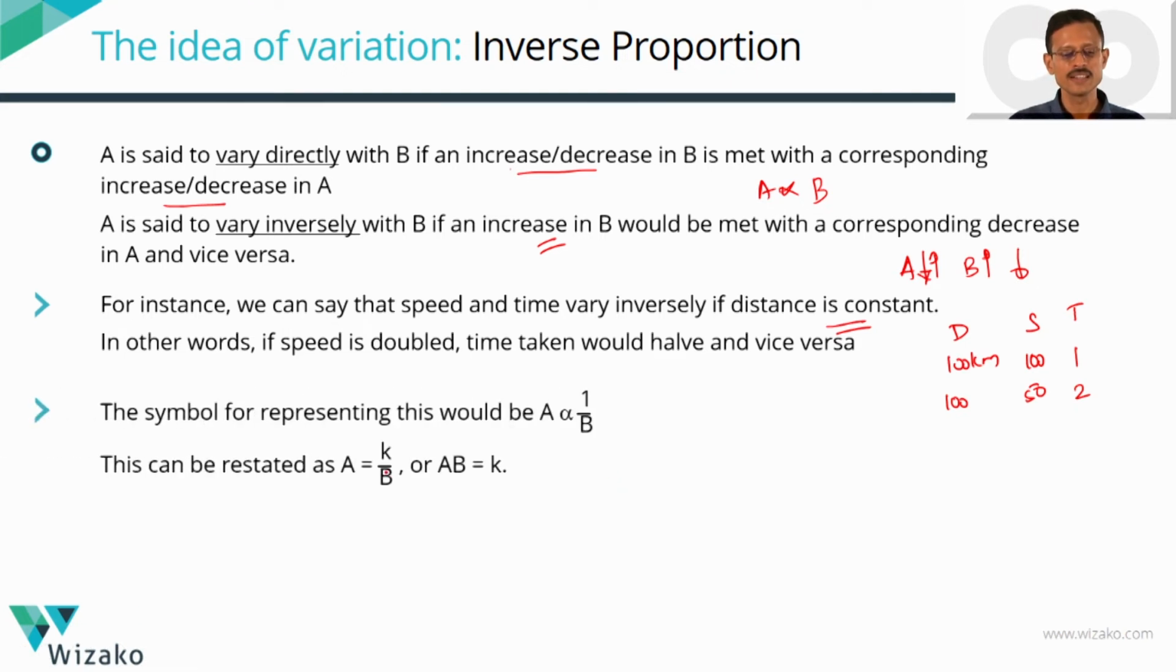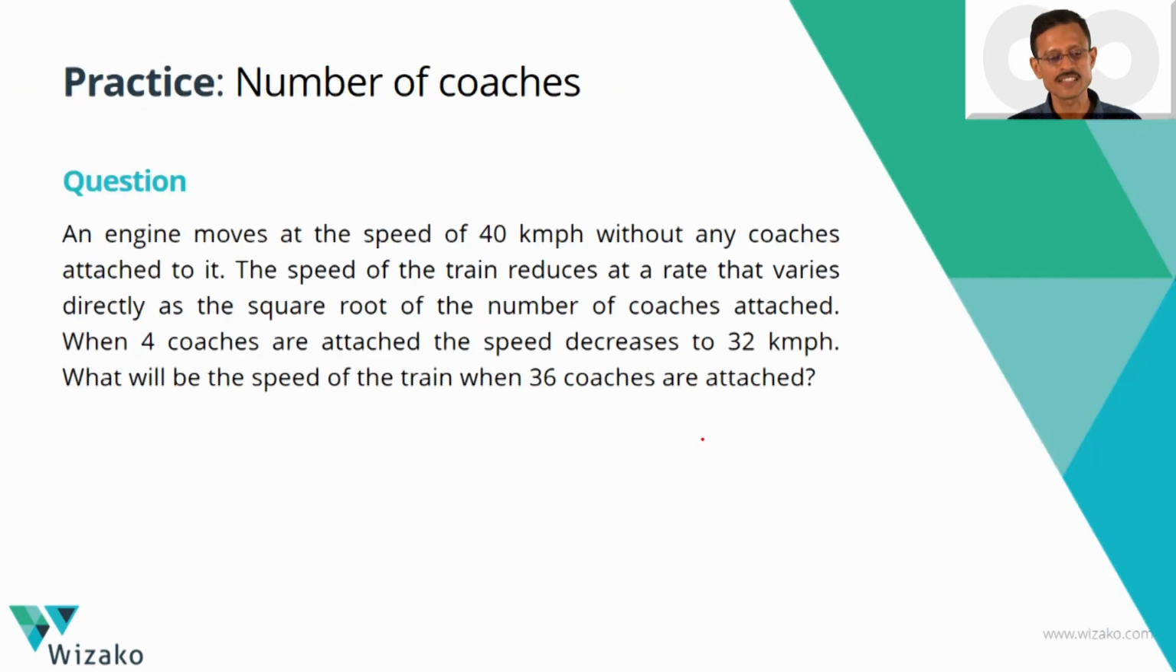How do we represent it? The symbol for representing inversely proportional is A is proportional to 1 by B. If you write it in an equation, we'll say that A is equal to K by B, or cross multiplying it, AB is equal to K. We'll put this to use with an illustrative example.